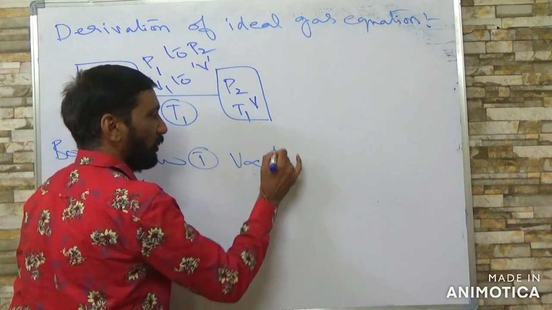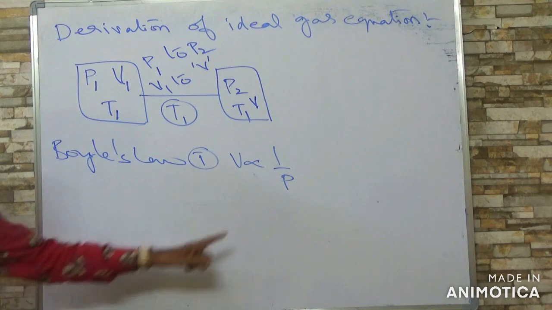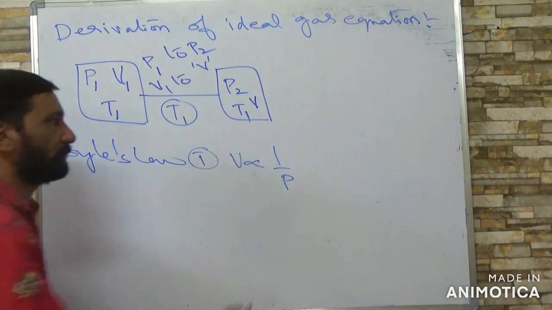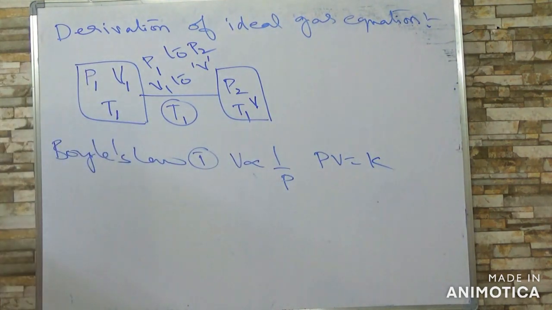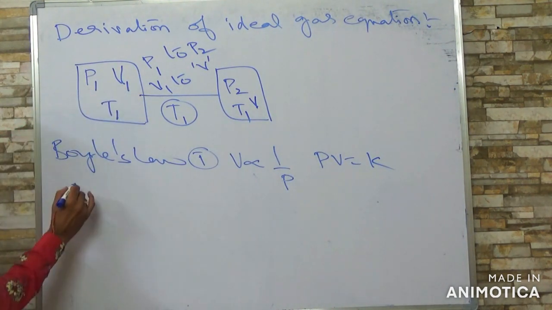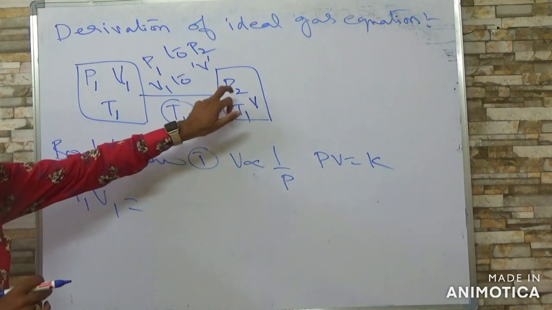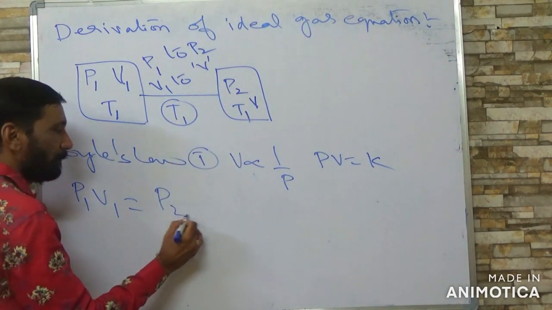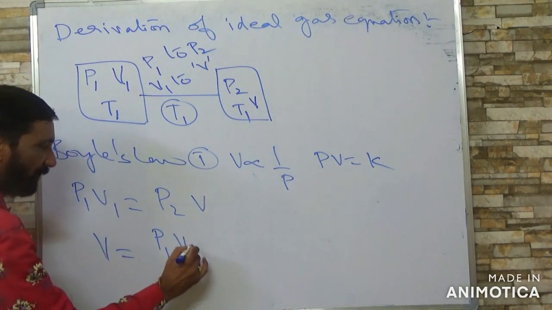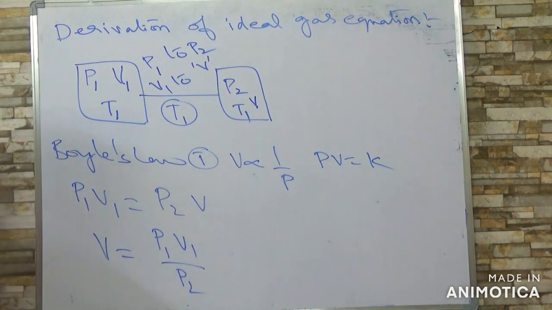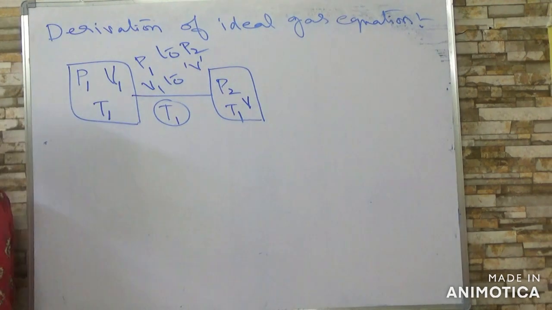So what is Boyle's law? At constant temperature, the volume of a given gas is inversely proportional to pressure. Means the PV product is constant. So P1 V1 is equal to P2 V. Therefore V becomes P1 V1 by P2.